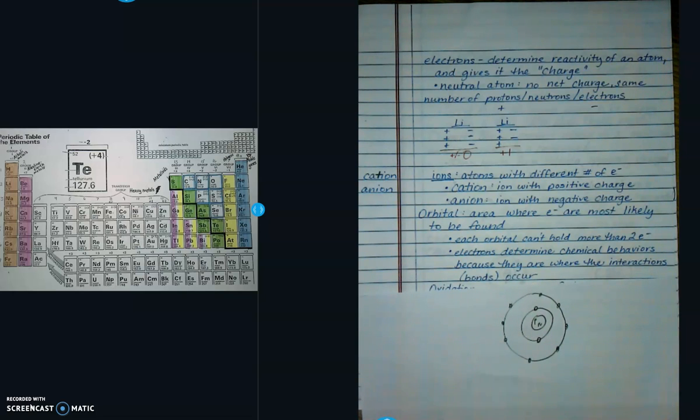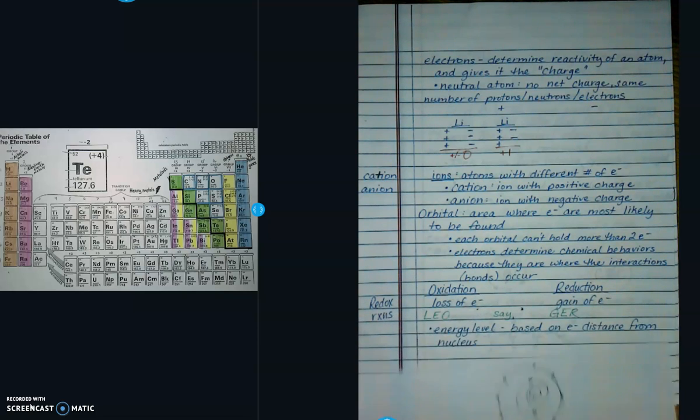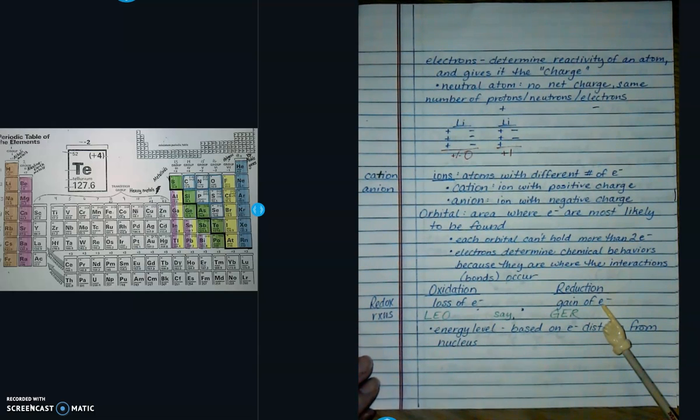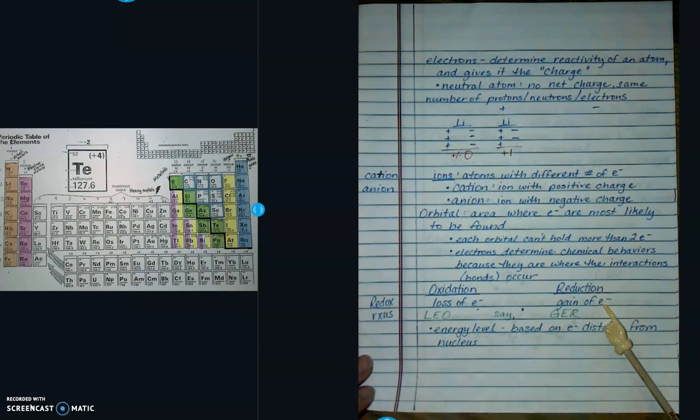Those electrons determine the chemical behaviors of atoms because that's where those interactions or chemical bonds occur. A redox reaction is when there's been a loss of an electron and somebody gains it. So Leo says grr, Leo the lion says grr. Oxidation is when an atom loses an electron. Reduction is when it gains an electron.